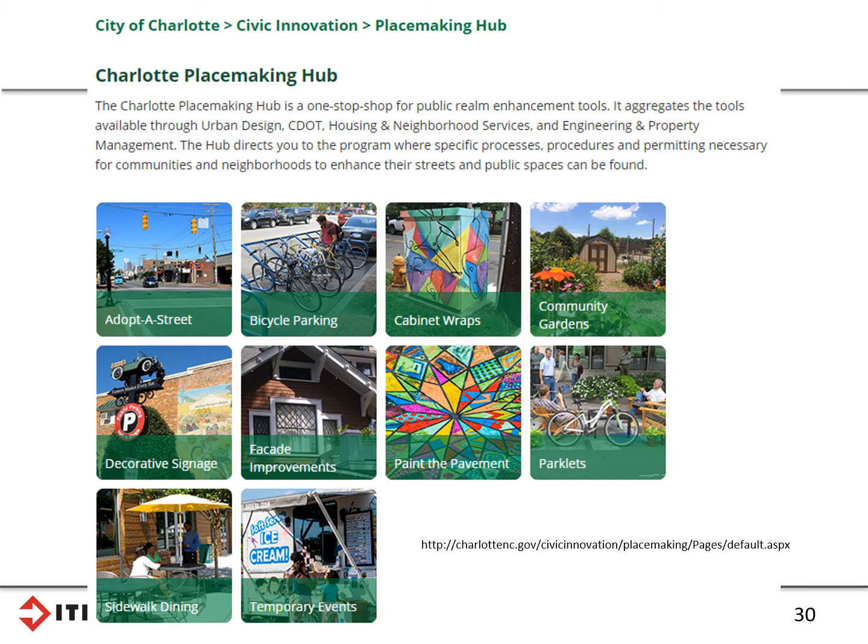This is an example from the city of Charlotte of just opening up all the different options, a larger toolbox of things that can be done to try to calm traffic. Some of these don't necessarily fit into traffic calming, but it's falling under this umbrella of calling it placemaking. Some of the things, sidewalk dining, painting the pavement, parklets, all could have this effect of changing that roadway environment to calm the traffic in those areas.